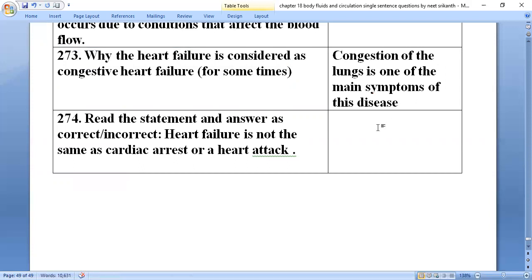Read the statement and answer correct or incorrect. Heart failure is not the same as cardiac arrest or heart attack. Correct.